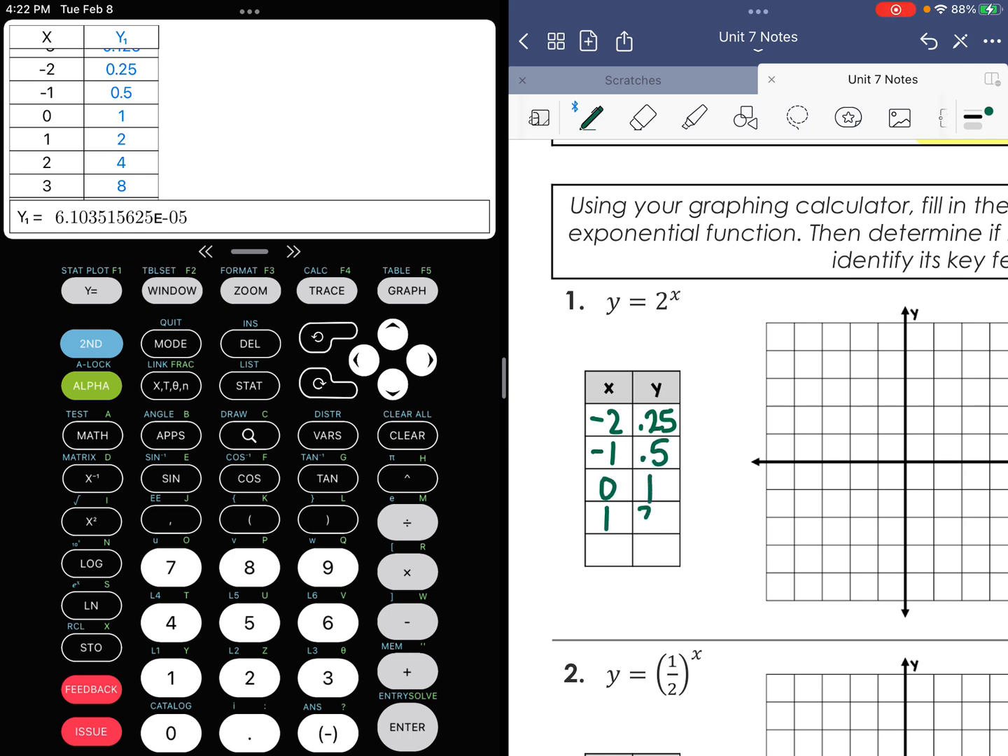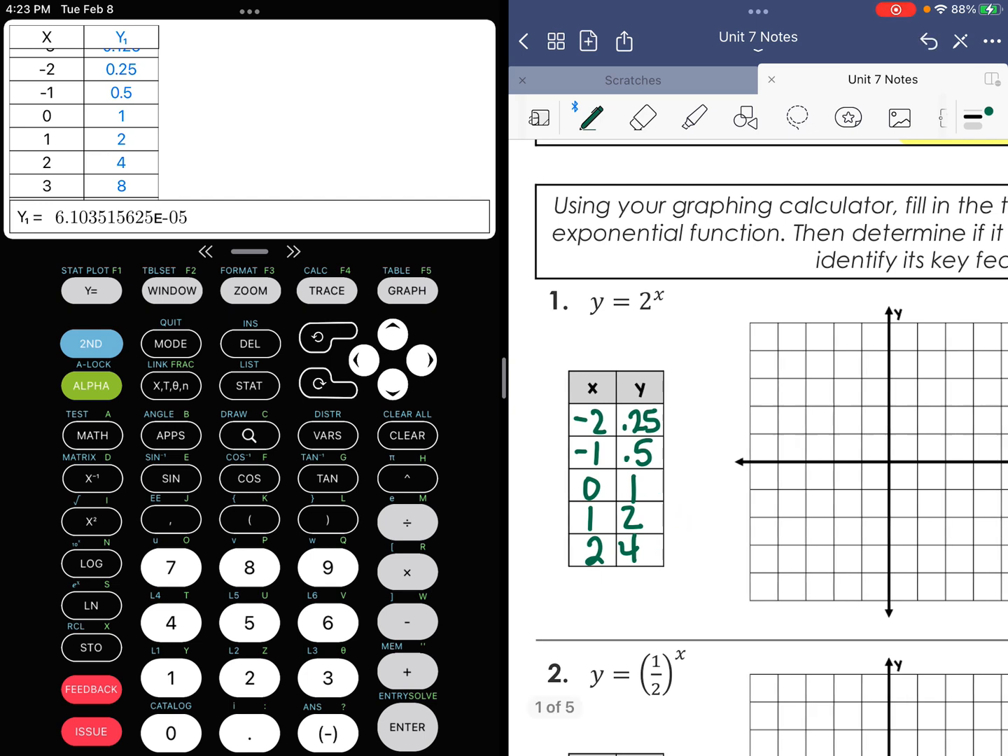0, 1, 1, 2, and 2, 4. So what an exponential function is saying is let's multiply by 2 every time our x goes up. So think about when you go from 0.25, you multiply by 2, you're going to get 0.5. Multiply by 2 again, and you're going to get 1. 1 times 2 is 2. 2 times 2 is 4. So that's what is happening in an exponential function.